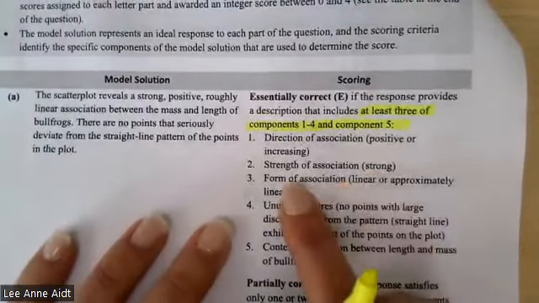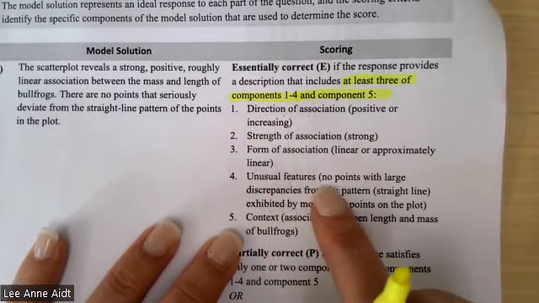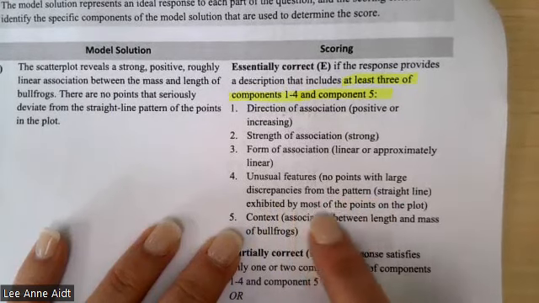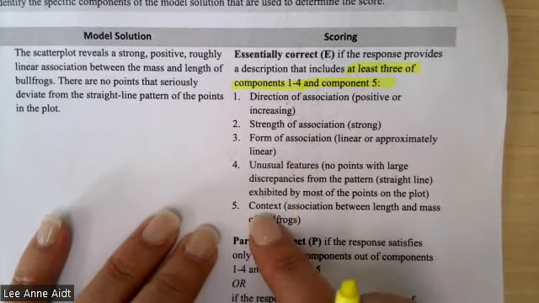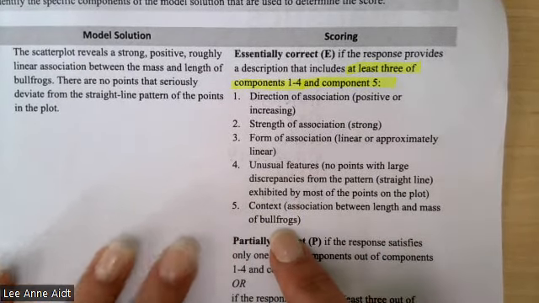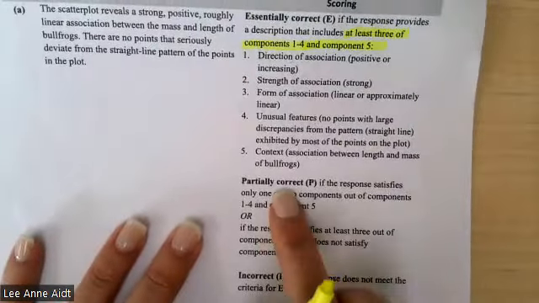Okay. Form is linear or approximately linear. Unusual features, no points with large discrepancies from the pattern. So this is no outliers, basically. And then context, some kind of association between length and mass of bullfrogs. So notice they're really sticking on that context point.